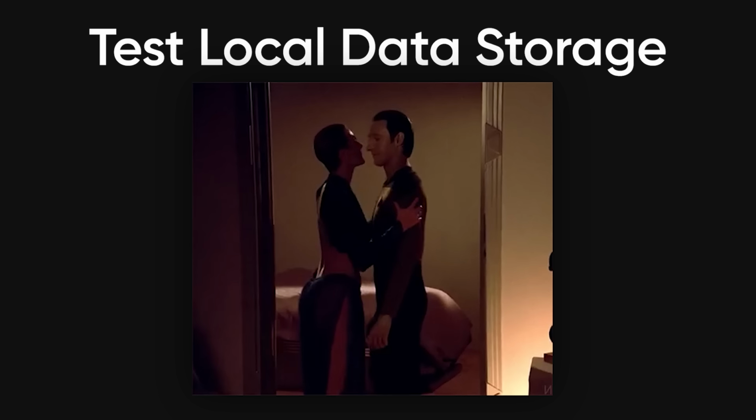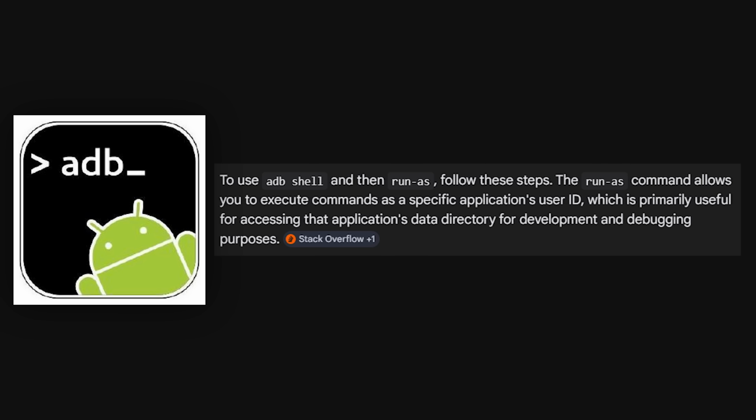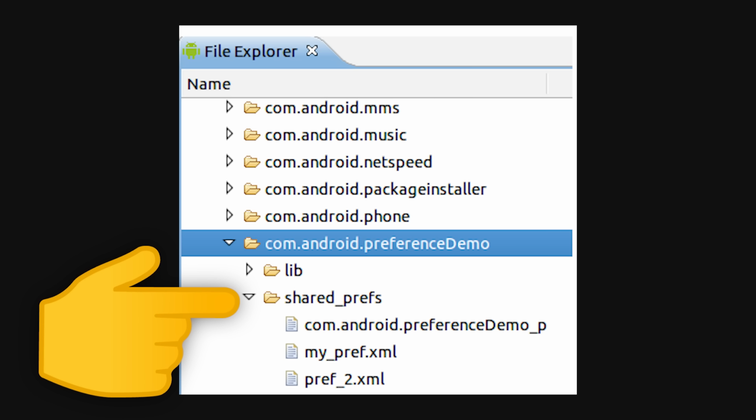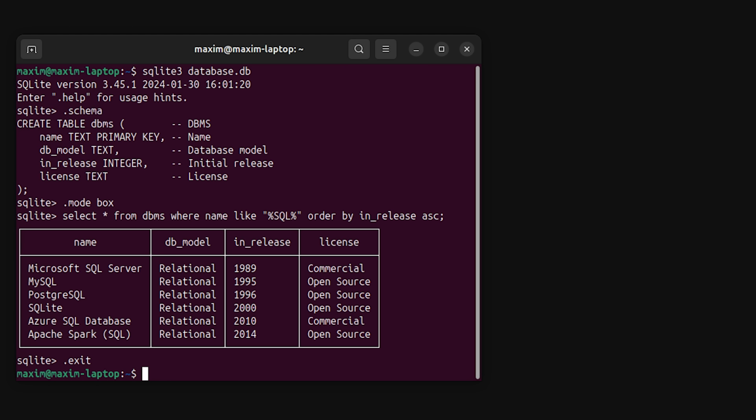Test local data storage because apps leak sensitive data constantly. Use ADB to pull app data with adb shell, then run-as com.target.app to access the app directory. Check shared_prefs for XML files often containing tokens and passwords in plaintext, databases folder for SQLite databases with user data, files directory for cached credentials and API responses. Use sqlite3 to open databases and select everything.